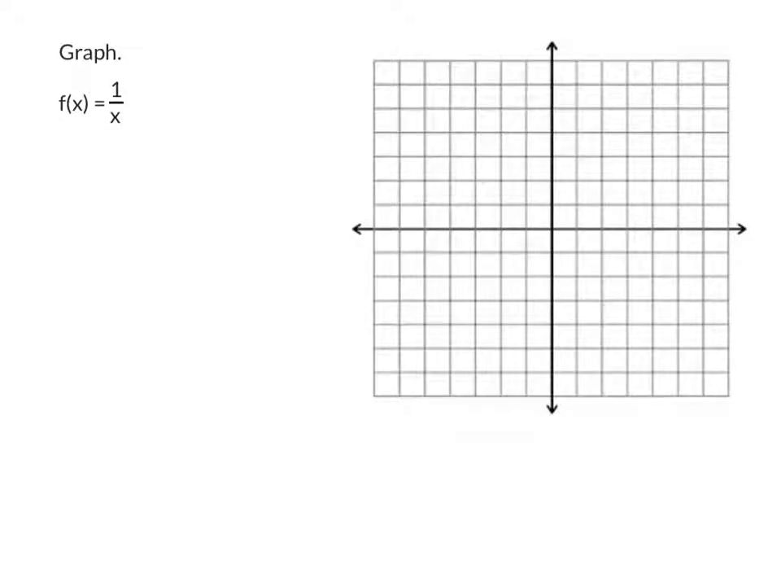Hello. In this video, we're going to be graphing the function f of x equals 1 over x. And this type of function, because it is a fraction, is called a rational function. Remember, rational numbers are numbers that are allowed to be written as fractions, something over something else. And that's what we have here.